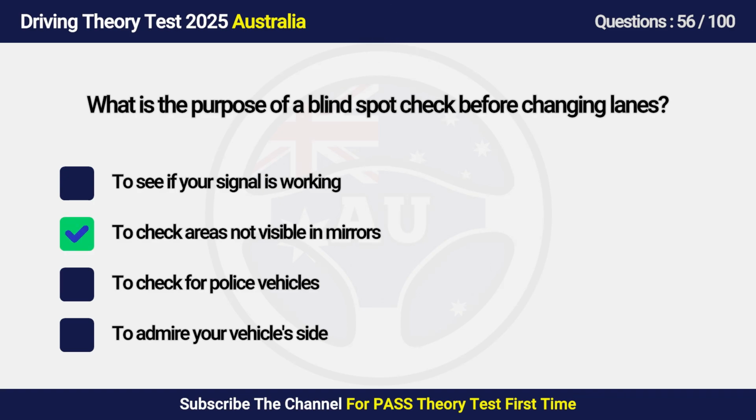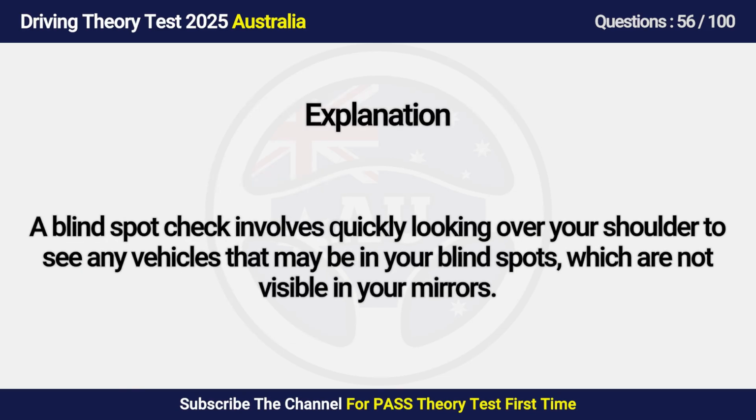Answer is B. To check areas not visible in mirrors. A blind spot check involves quickly looking over your shoulder to see any vehicles that may be in your blind spots, which are not visible in your mirrors.